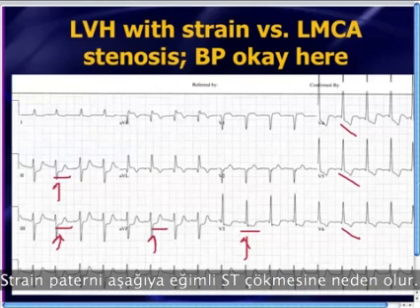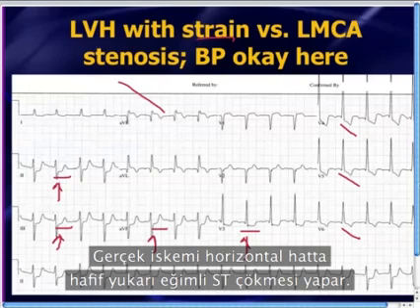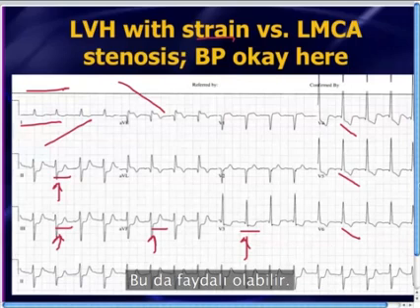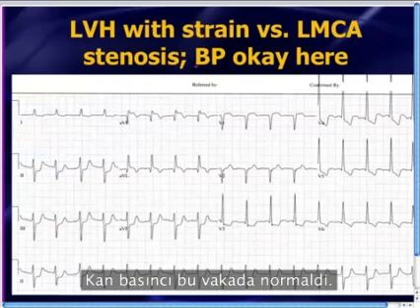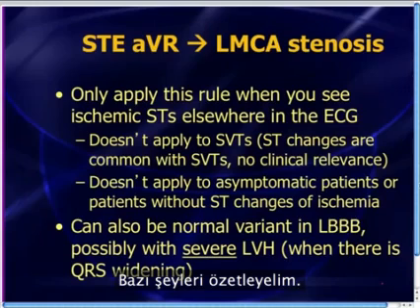All right. So strain pattern will give you slanted downwards ST segment depression, but true ischemia tends to give you horizontal or even upward sloping ST segment depression. So that might be helpful as well. And again, as I mentioned, the blood pressure here was perfectly okay. So let's sum things up.